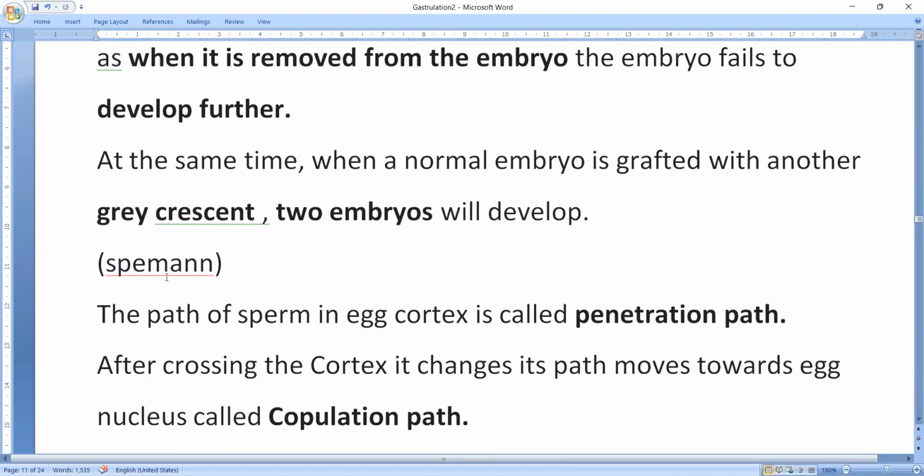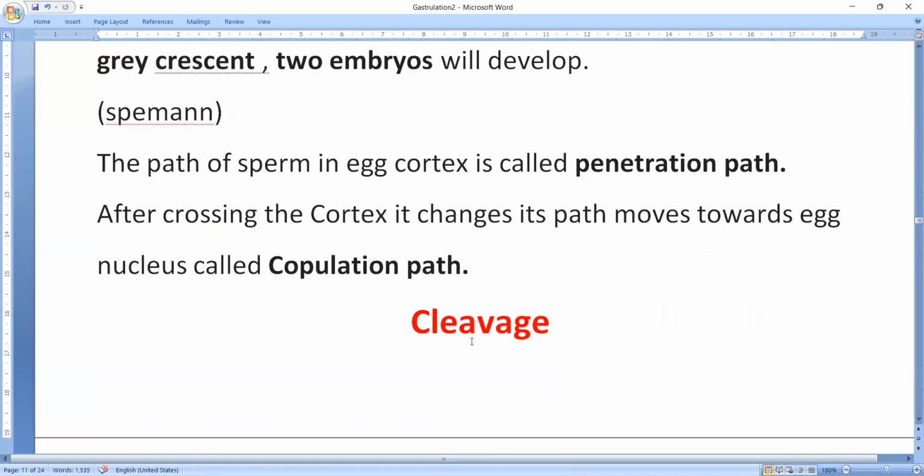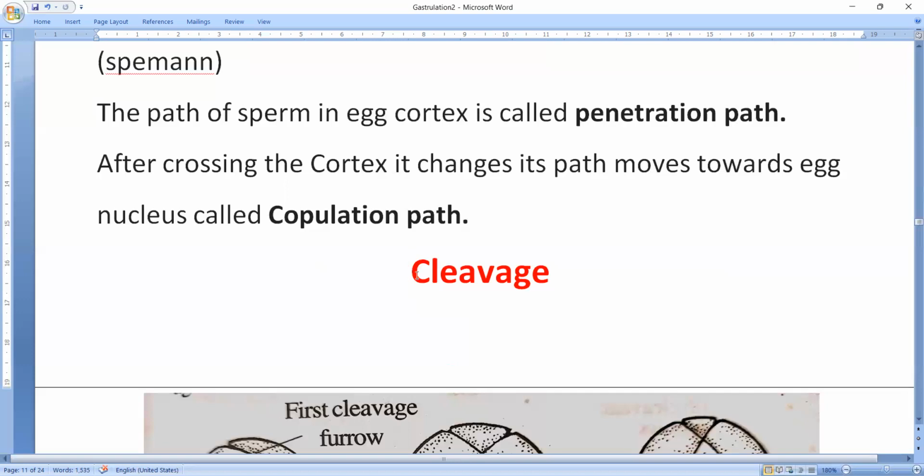Anyway, the path of the sperm in the egg cortex is called the penetration path. After the cortex in the egg, the path of the sperm while reaching the female pronucleus is the copulation path. So then cleavage.